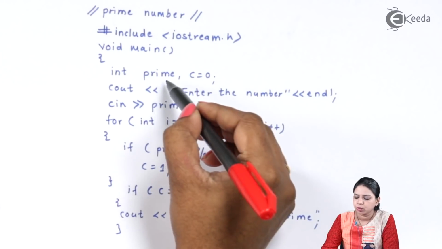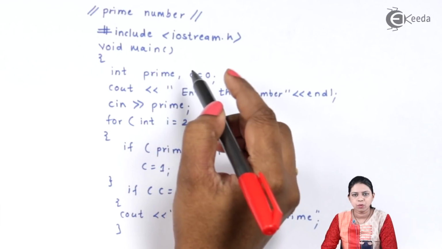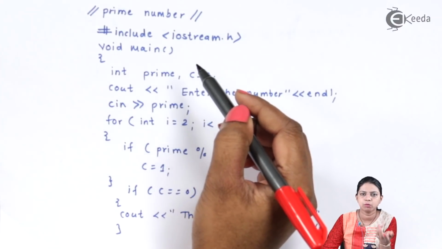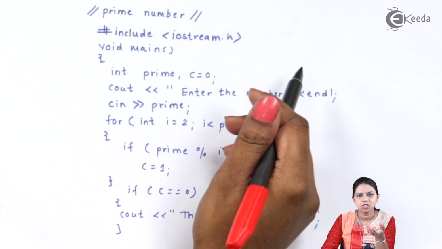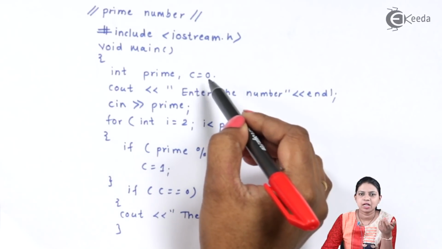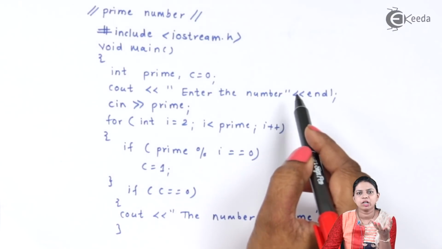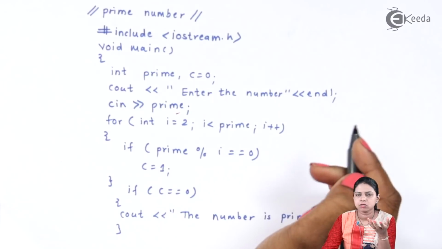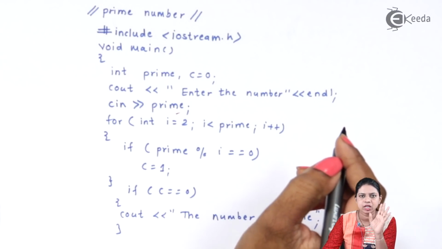So see, here I took 2 variables, that is prime and c. So prime is a variable in which I will be entering a number to check whether that number is prime or not, and c is a variable just to check whether the number is prime or not. So initially I have initialized the c value as 0. Then I am telling the user to enter a number. Now whatever number the user will enter, that I am storing inside the variable prime. Now suppose if the user enters 5, then 5 is a prime number because 5 is divisible by itself.